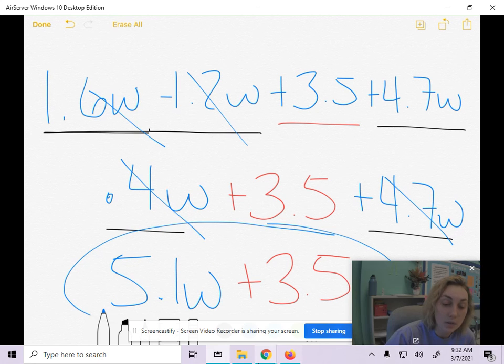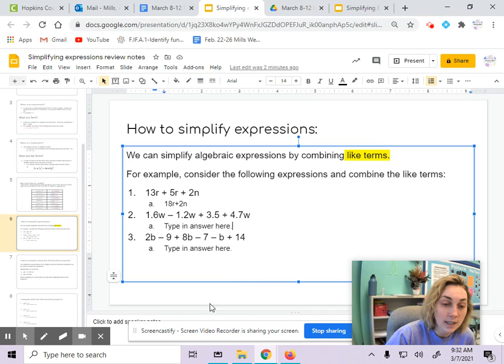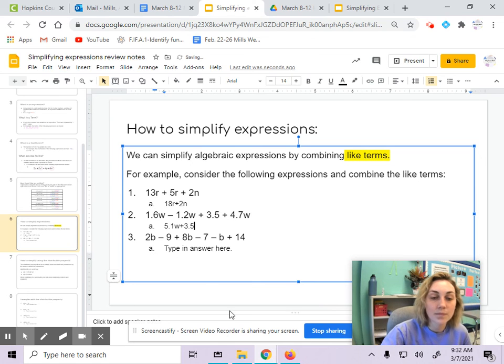So what we're going to do is we're going to go back to our notes and we're going to write down where it says type an answer here, 5 and 1/10 w. We're going to add that by 3 and 5/10. And then the very last one, and that's going to be hard to write on my iPad, we have 2b. We're going to subtract that by 9. We're going to add that by 8b. We're going to subtract that by 7 minus b plus 14.